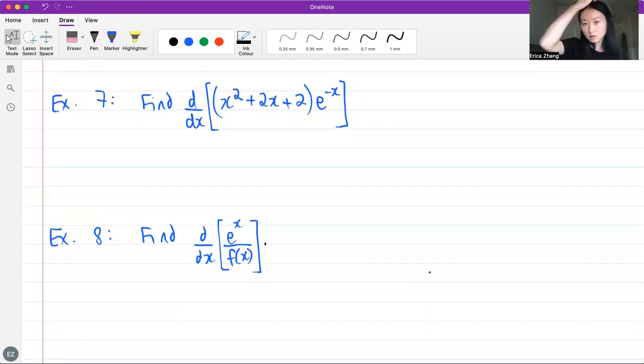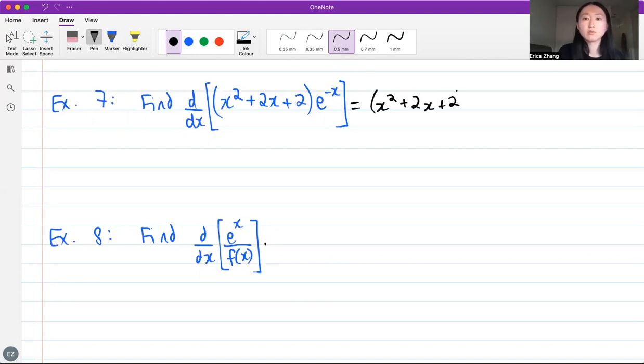All right. Okay. Derivative of this big thing is the first function, x squared plus 2x plus 2 times the derivative of e to the negative x, which is just e to the negative x multiplied by the derivative of negative x, right, by chain rule, which is negative 1, plus e to the negative x times the derivative of the first function, which is 2x plus 2.